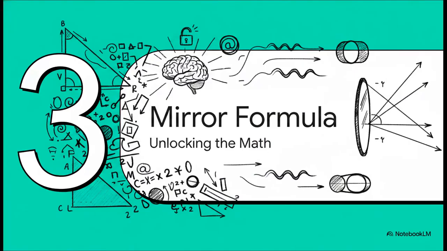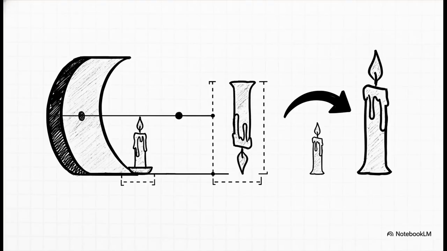Section 3. Unlocking the mirror formula. Okay, here is your golden key for calculations, the mirror formula. It states that 1 over f equals 1 over v plus 1 over u. Let's break those variables down cleanly so there's no confusion. U is simply the distance of your object from the mirror, v is the distance of the resulting image, and f is the focal length of the mirror itself.